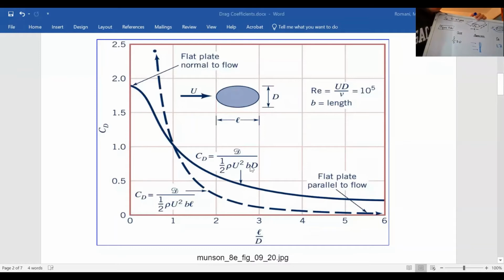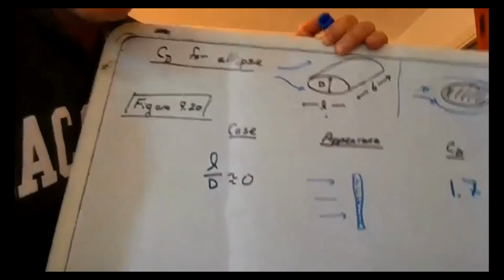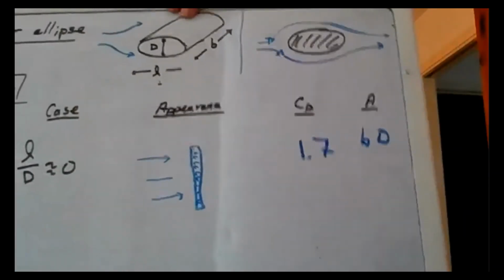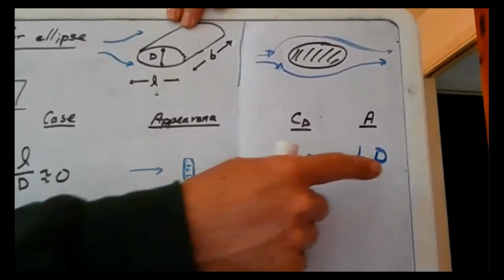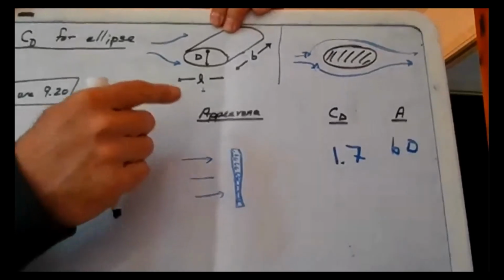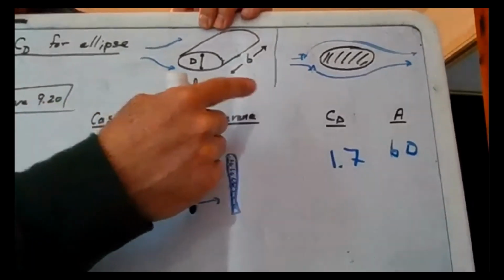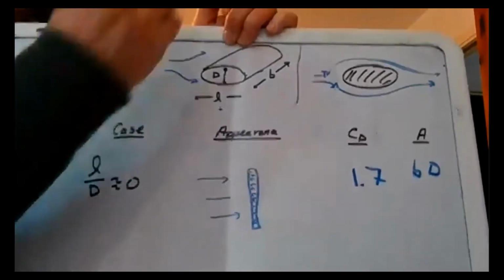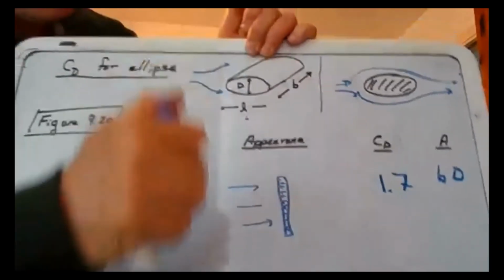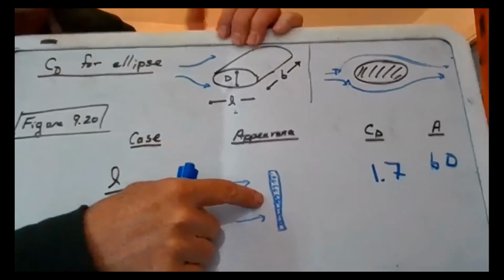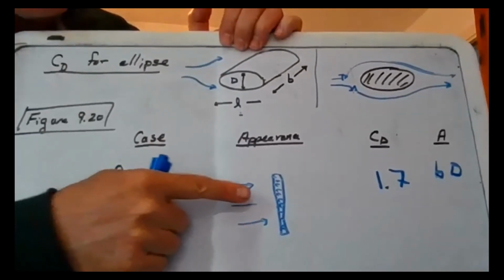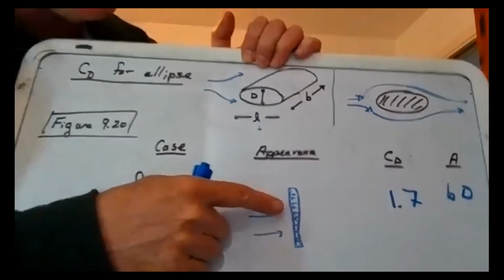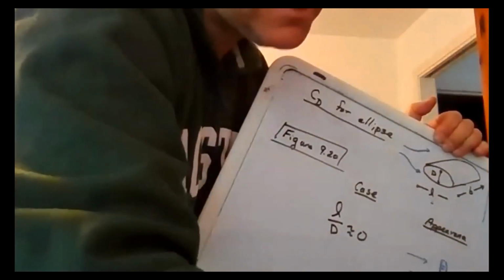Okay, let me get back to the whiteboard. Bear with me for just a second. Okay, so there's the information I've got. The coefficient of drag is 1.7. The area is BD, where B is how long it is and D is how tall it is. That would mean BD in this particular case is the frontal area of the plate. It would be the area you see if you look directly at the plate. Bear with me for a second. Let's get the second example up there.